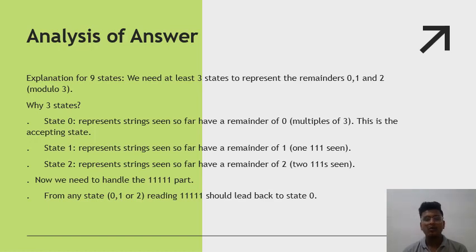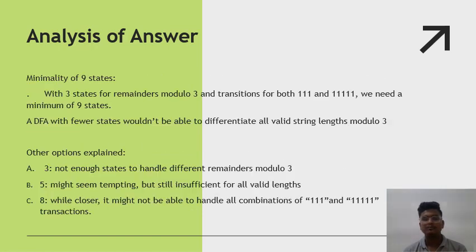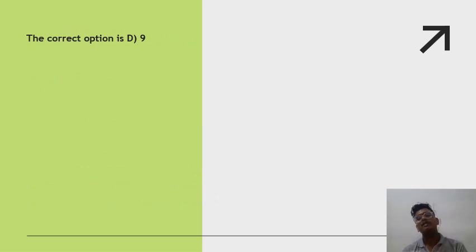Now we have to handle the five ones part. From any state 0, 1 or 2, reading five ones should lead back to state 0. Minimality of 9 states: with 3 states for remainder modulo 3 and transitions for both triple one and five ones, we need a minimum of 9 states. A DFA with fewer states wouldn't be able to differentiate all valid string lengths modulo 3. So we can conclude that the correct option is 9 states.